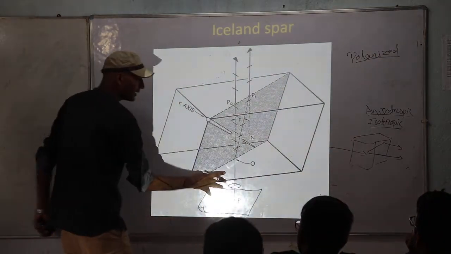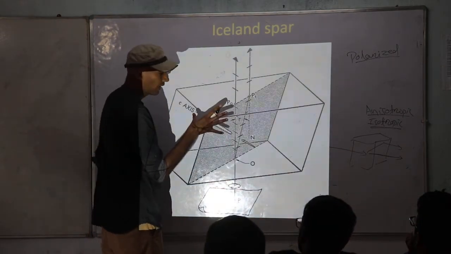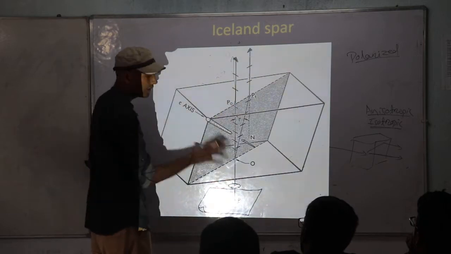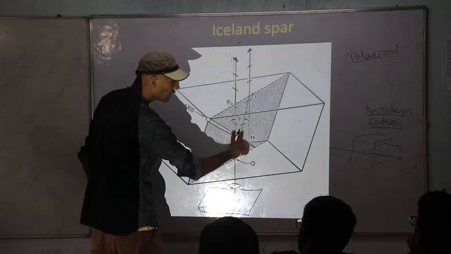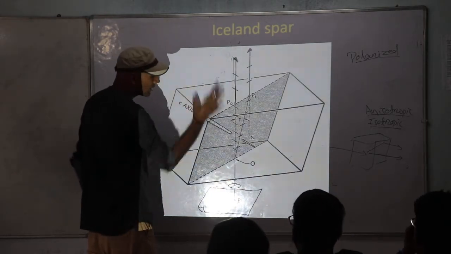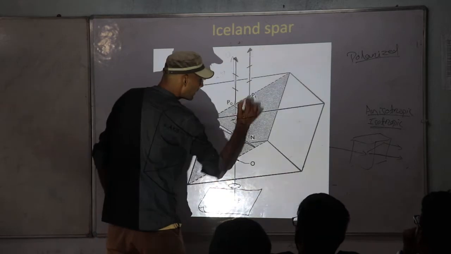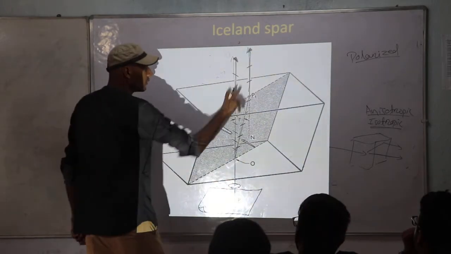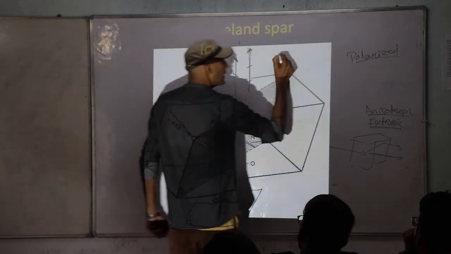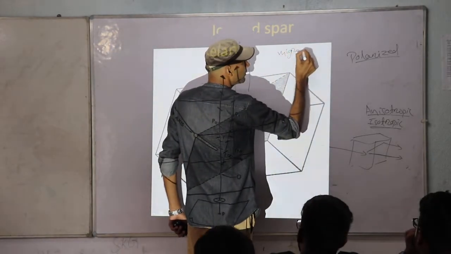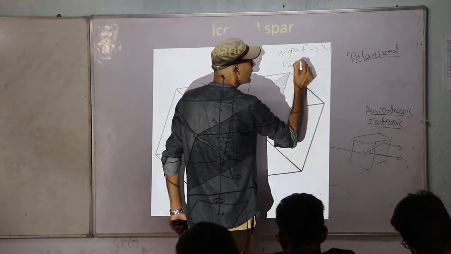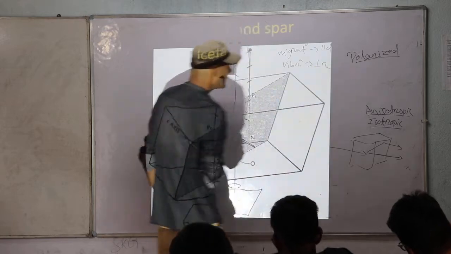So when an unpolarized light ray enters an anisotropic mineral, what happens? One ray splits up into two components. One component continues in the same direction as the previous ray. Another one is deviated and then continues. So both of them are parallel. The vibration directions are perpendicular. The propagations are parallel and vibrations are perpendicular.